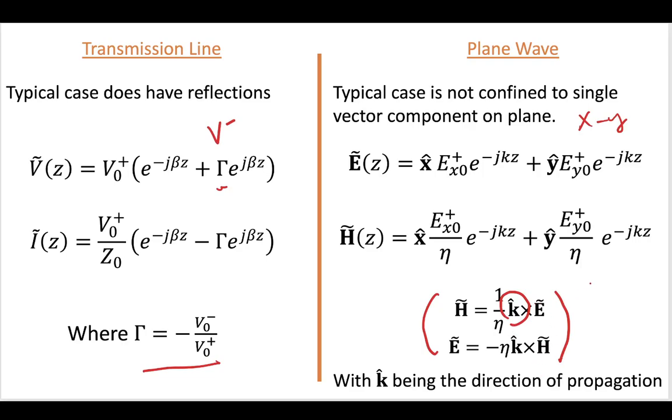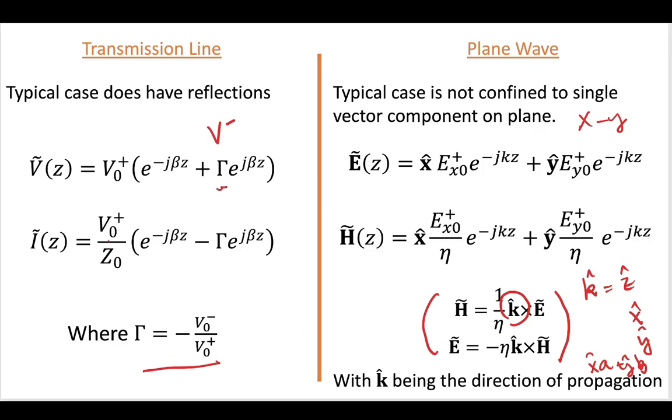So in our derivation, we assumed that k was equal to z, but this could be anything. This k could be x, it could be y, or it could be something more complex. It could be x plus y. It could be a tilted plane. We don't necessarily know. But as long as you know the direction of propagation or two of the fields, you could solve for it.